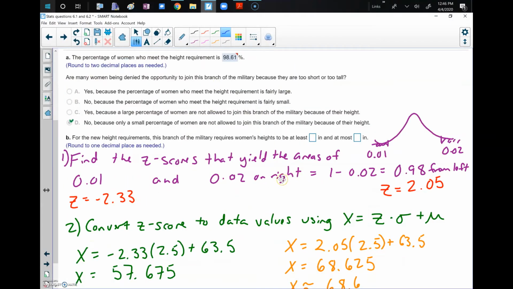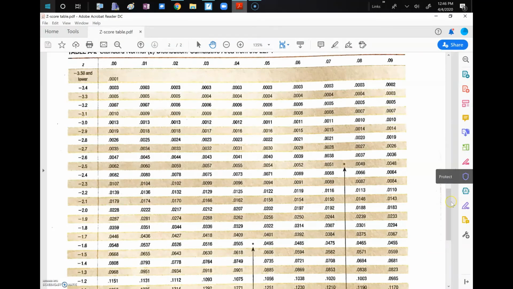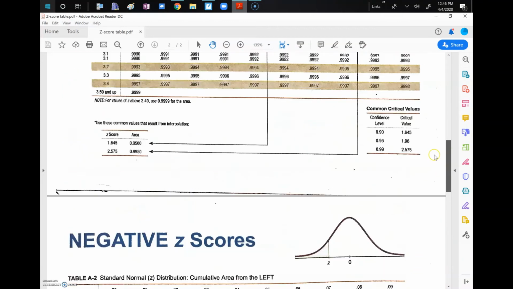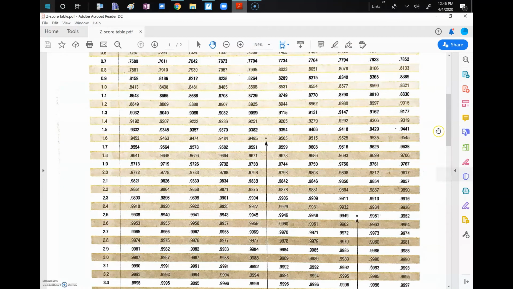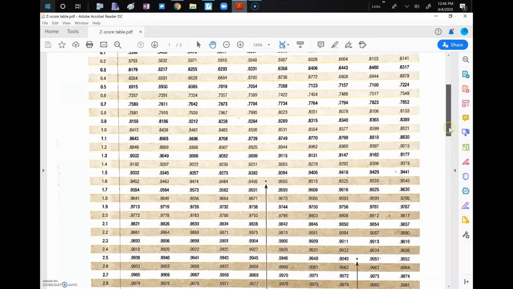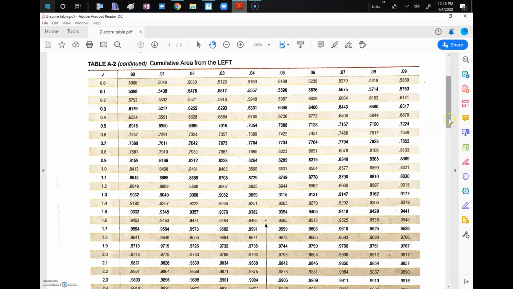Now the value on the right, we have to change that because our area in our chart is always from the left. So I'm going to take 1 and subtract the area on the right, which was the 2%, which means in my chart I'm going to look up the 0.98 value, which I saw as 2.05. So here we're going to look at the positive side. Okay. So I'm looking for 0.98.